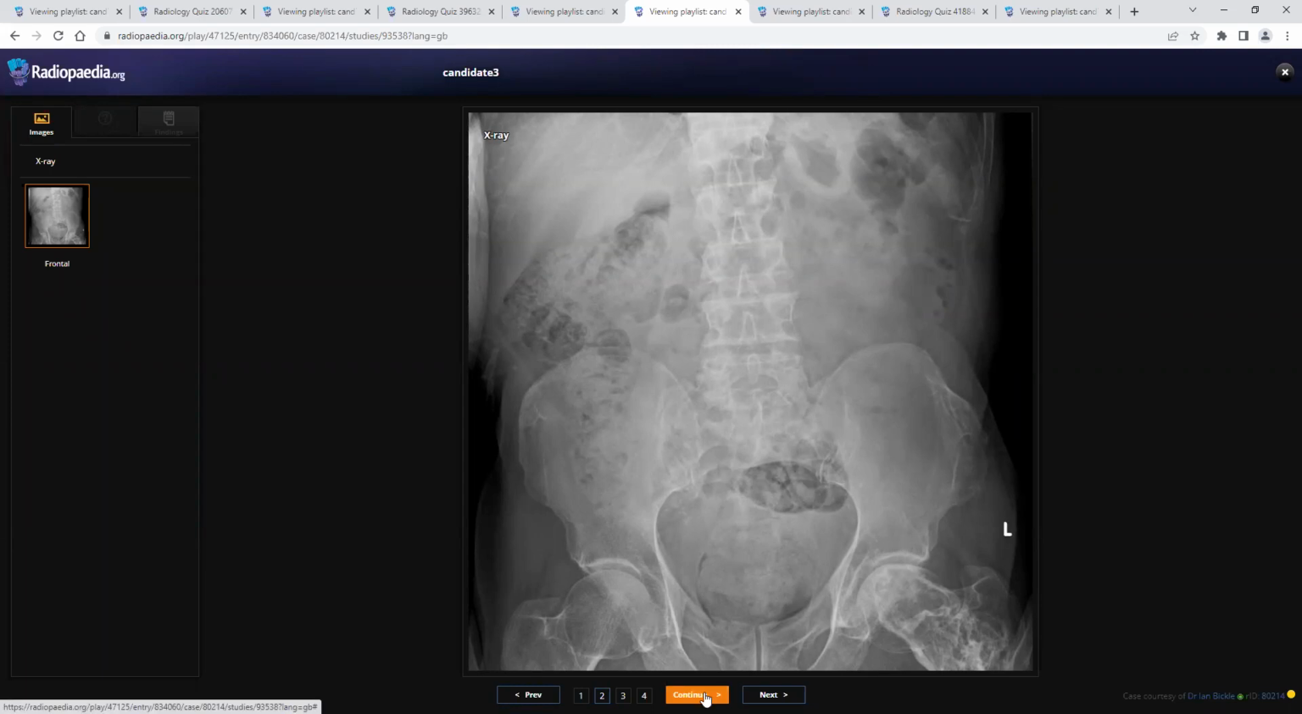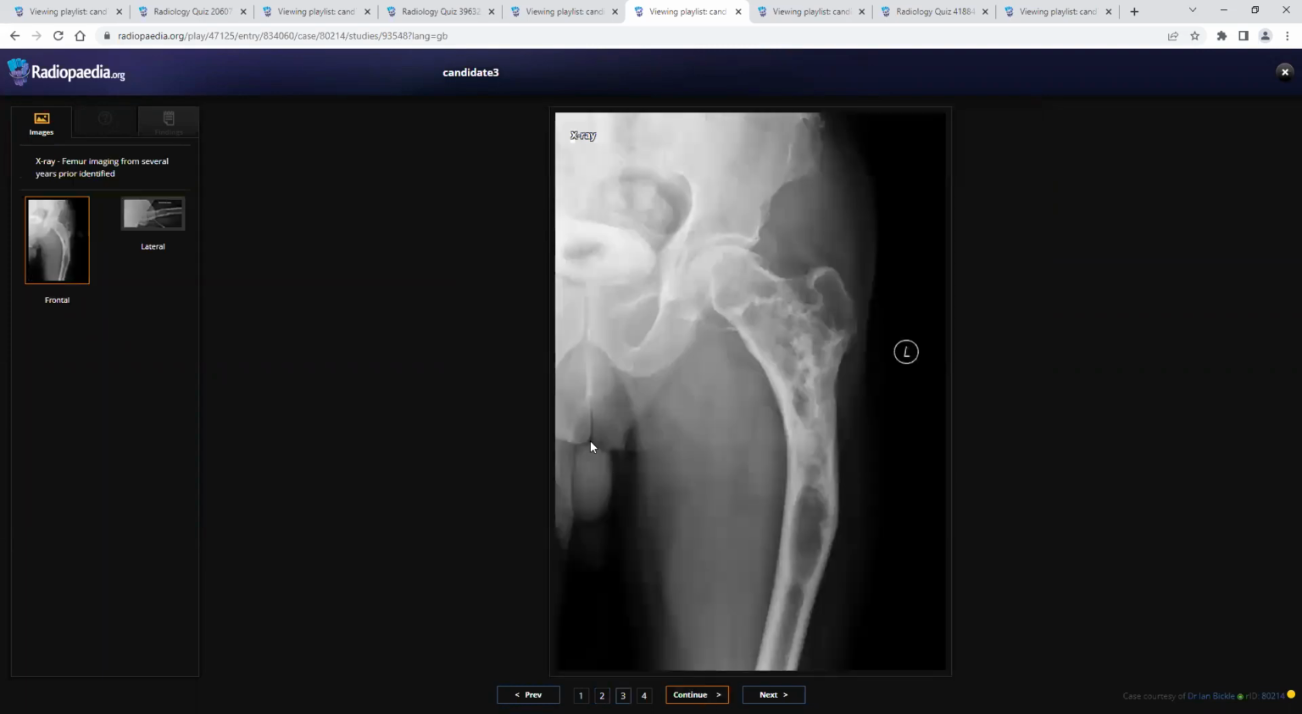Okay. Yeah, as you requested, here is the film of the femur. So it's the chest X-ray, left femur, frontal projection.